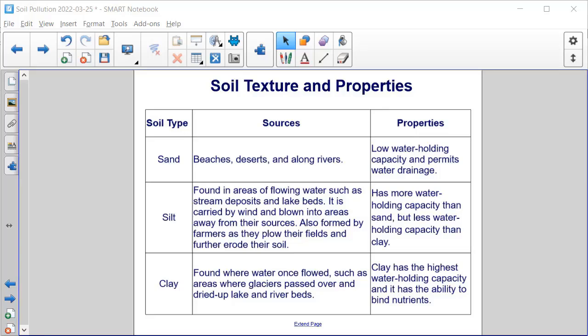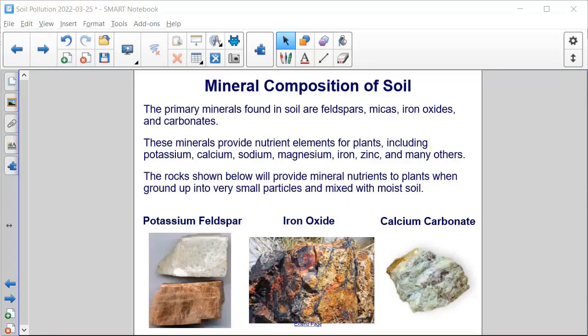And finally, clay is found where water once flowed, such as areas where glaciers passed over and dried up lake and riverbeds. Clay has the highest water holding capacity, and it has the ability to bind nutrients.